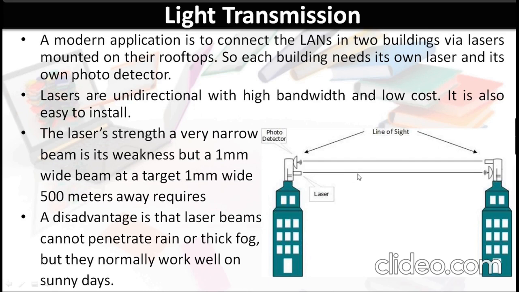The main disadvantage is that these laser beams cannot penetrate rain or thick fog, but they normally work well on sunny days. This is the only advantage: on sunny days, when there is no bad weather, they work fine. If the weather is bad, with rain or thick fog, the beam cannot penetrate it. That is the disadvantage of light transmission.